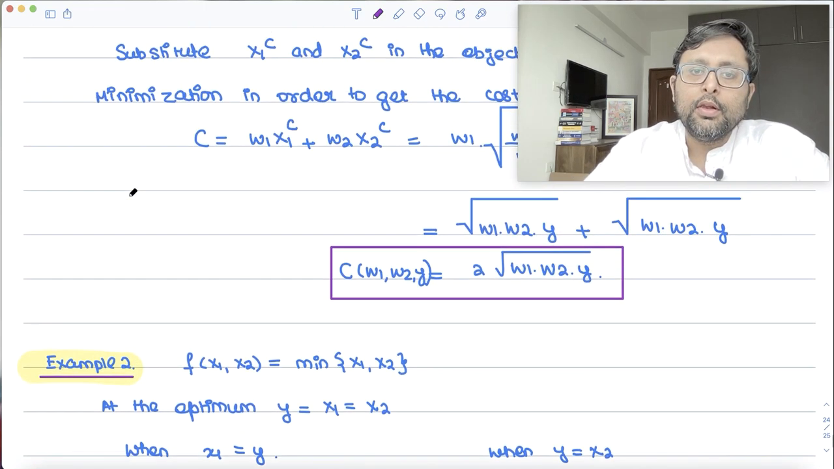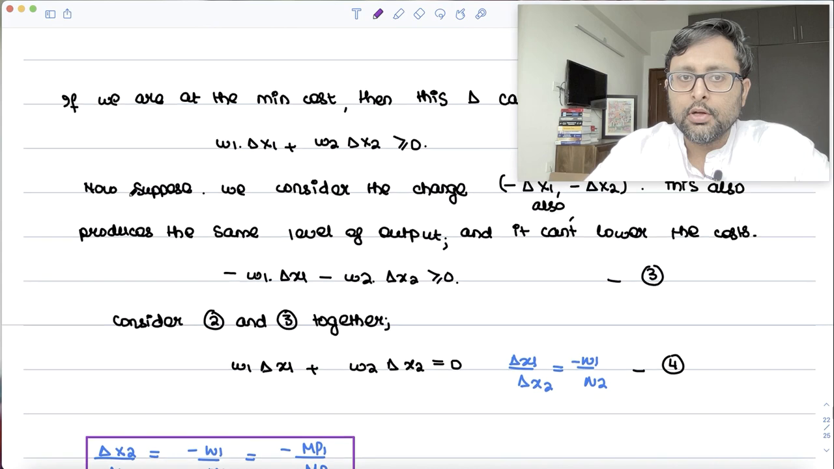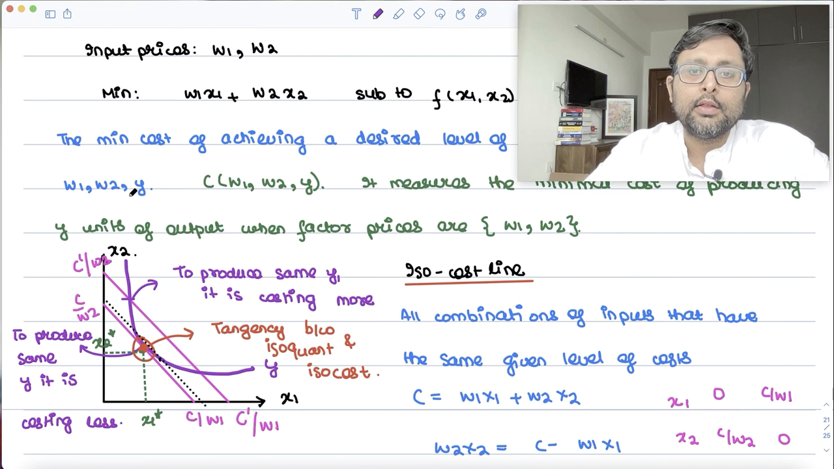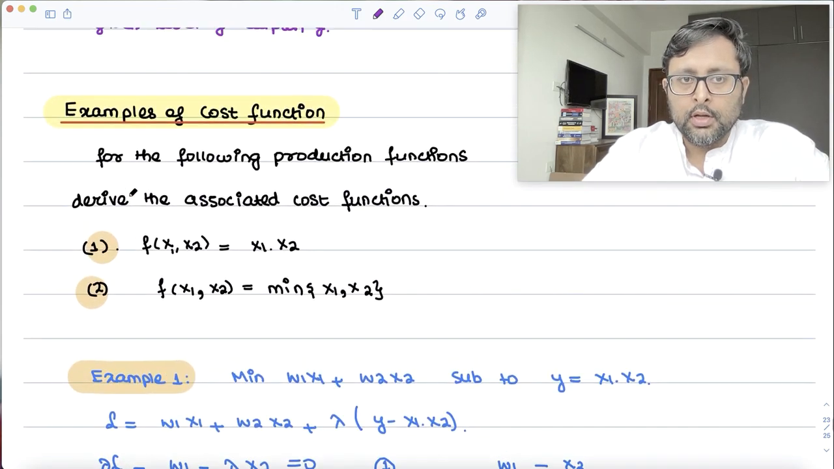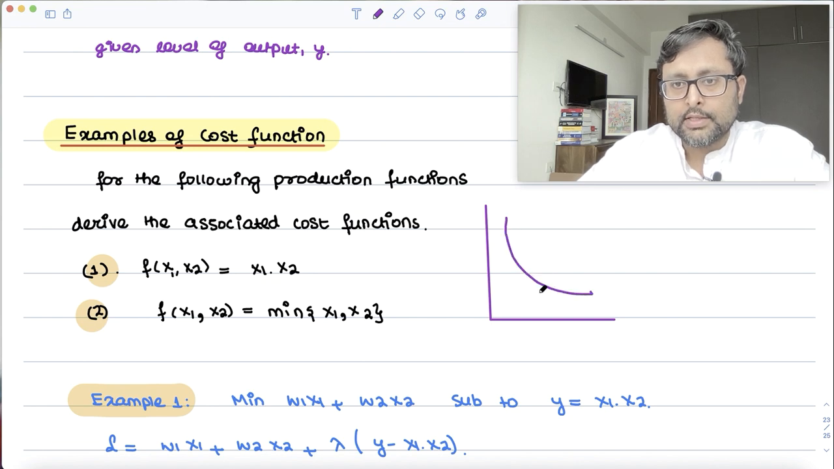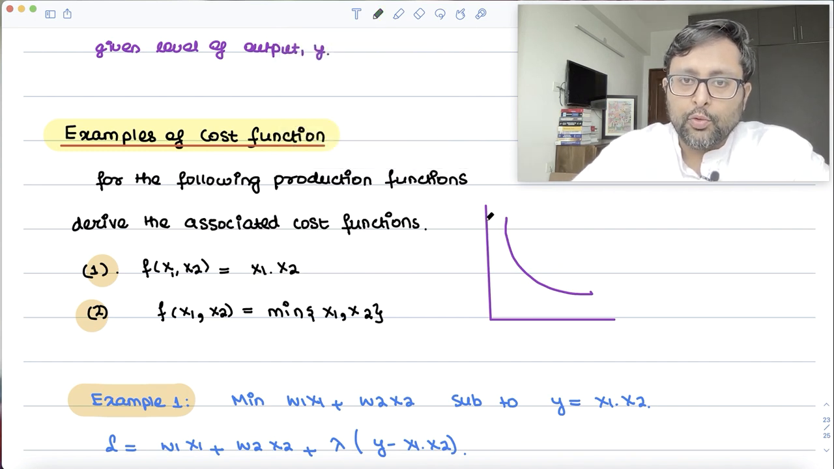So this is an example for getting the cost function. So yesterday you learned how to write the cost function. First of all, what you learned yesterday was that the optimum is going to be at the tangency, where the isocost and isoquant lines are tangent to each other. So here also, if you just have a look at this, this is what you have done. If you want to have this as the production function, this was the production function which was given to you, and you want to find out the point of optima.